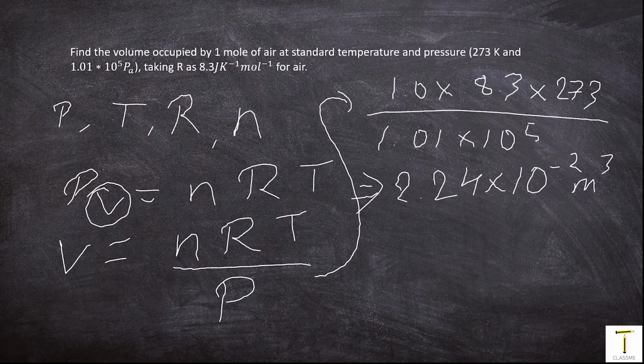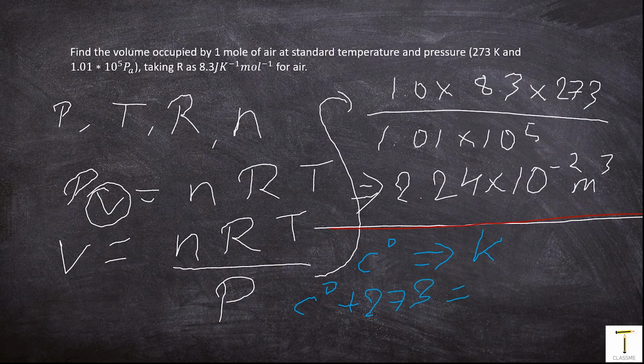Sometimes you need to convert Celsius into Kelvin. How can you do it? Celsius plus 273 equals Kelvin. Remember this. So this is the concept of the ideal gas. I'll discuss the kinetic theory in the coming slides soon.